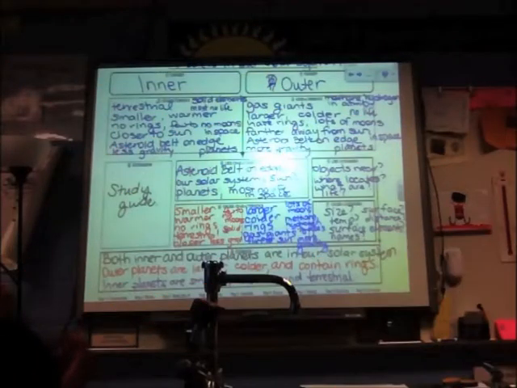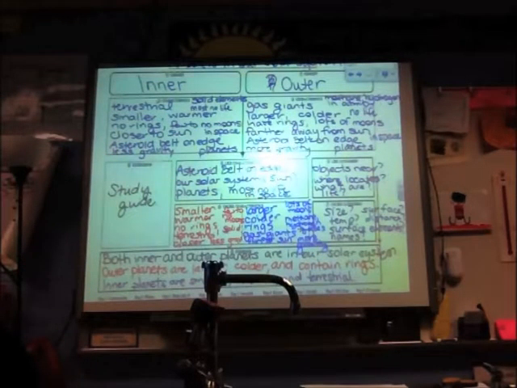So, as a review, real quick, let's wrap up. We talked about what the characteristics were about the planets. We talked about how the inner and outer were alike. We talked about how they were different. And in our summary, we specified certain things that we thought were important. Could you argue that other things are important? Yes. So you need to know all of them. We just picked what we thought was most important. Okay?